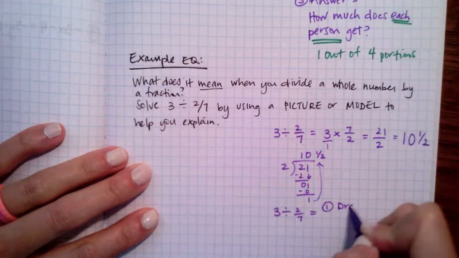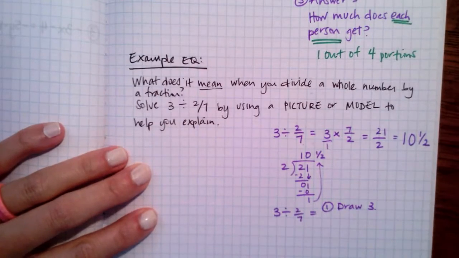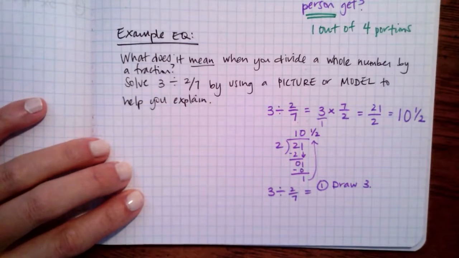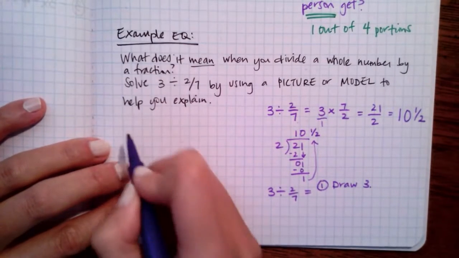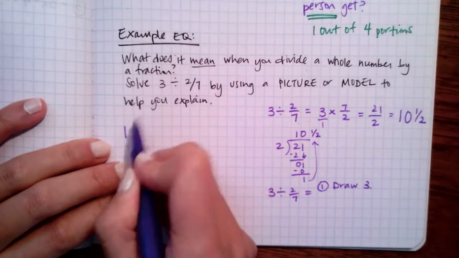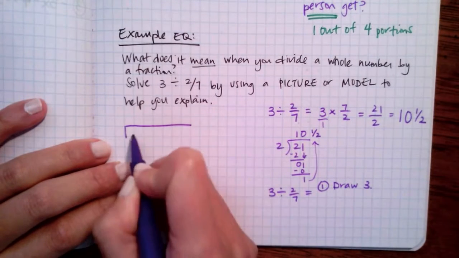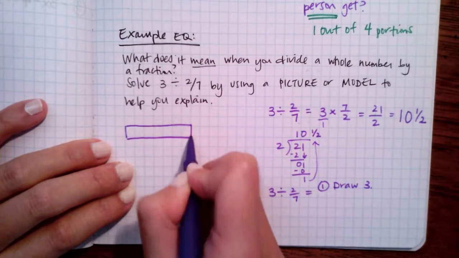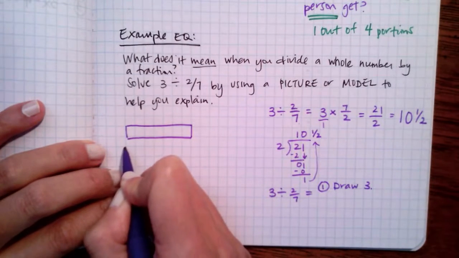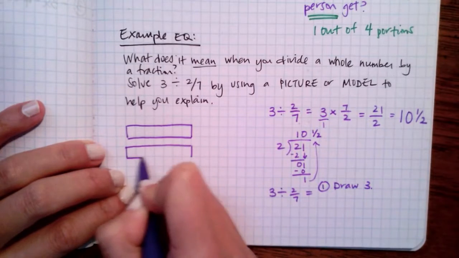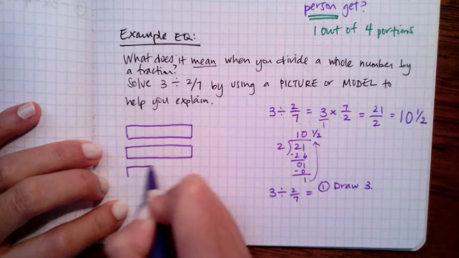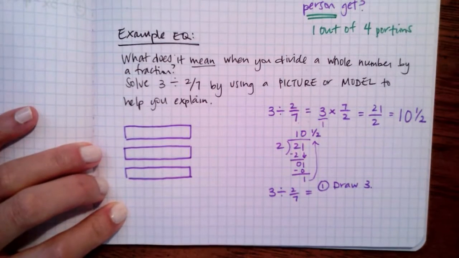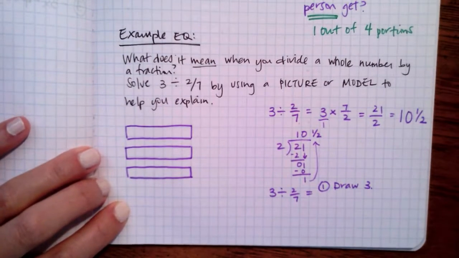First, we draw that first number. Draw 3. Okay, move this down a little so I have room. Draw 3. When I draw 3, I'm drawing 3 wholes. I know I'm going to divide it into 2/7, so I'm going to draw it out so that I have 7s. 3, 4, 5, 6, 7. Here's 1. Here's 2. And here's 3. Okay, 3 is being divided into 2/7.